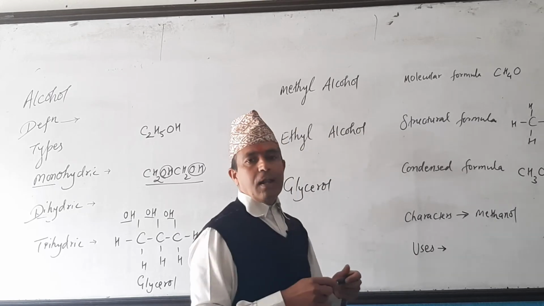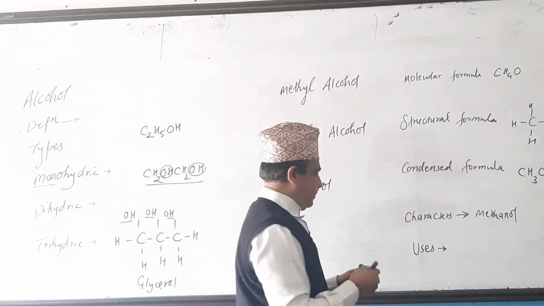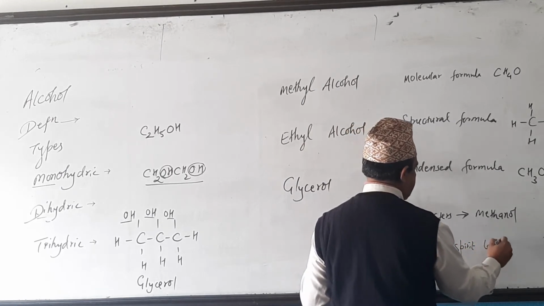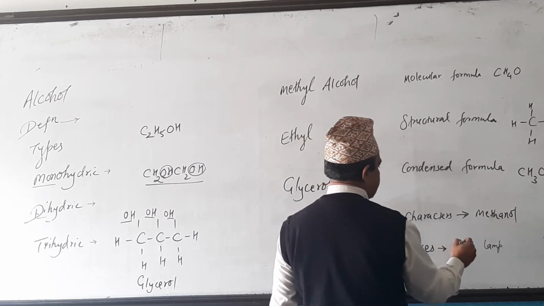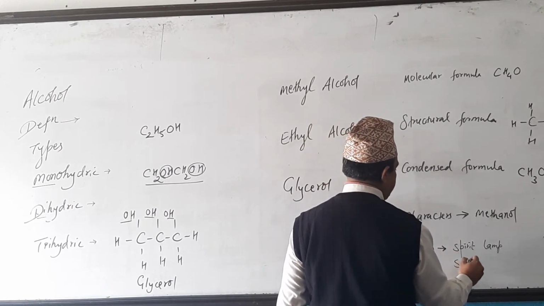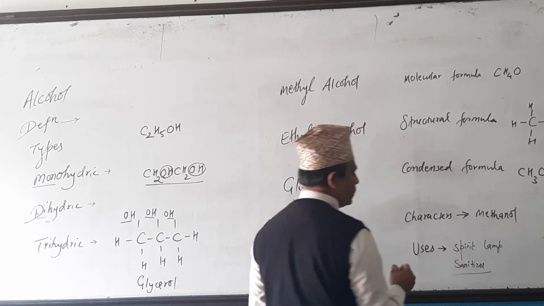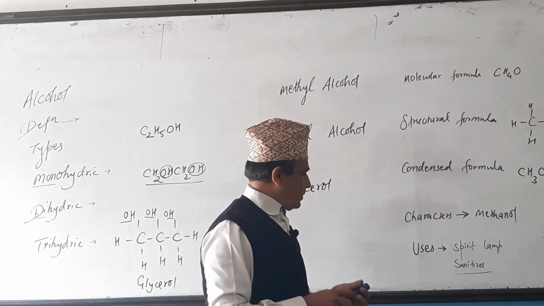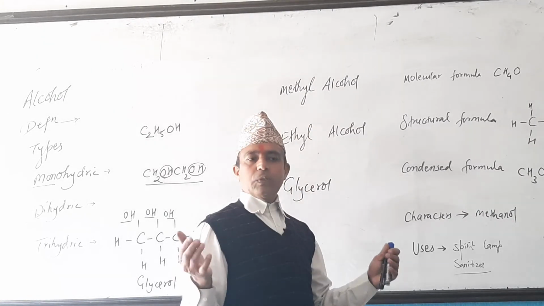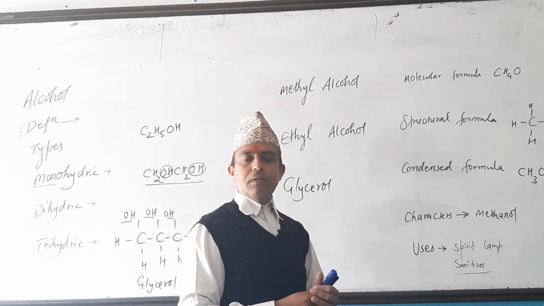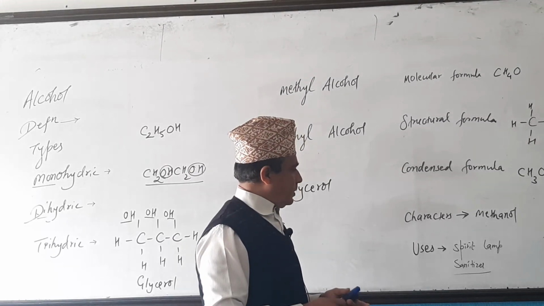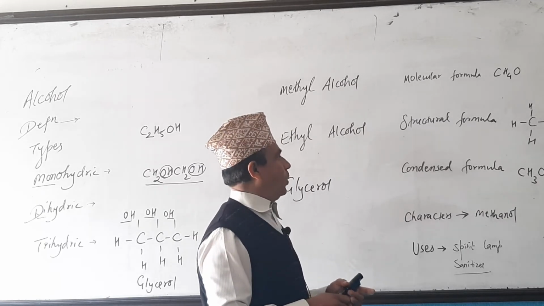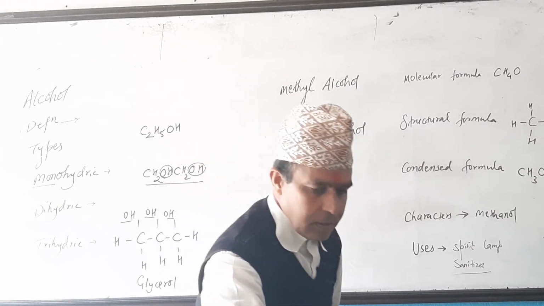Uses. Actually, methyl alcohol is used in spirit lamp. What is it used? Spirit lamp, and it is used in sanitizer also. Nowadays you are using sanitizer, not only learning. So this is the time of pandemic, so you have to use the sanitizer. Sanitizer contains methanol or methyl alcohol. Simply you just remember these things.